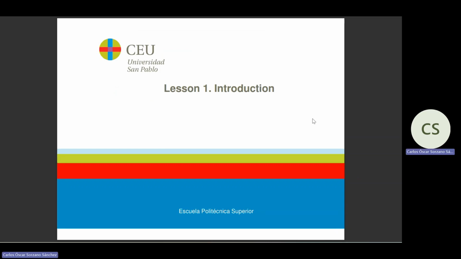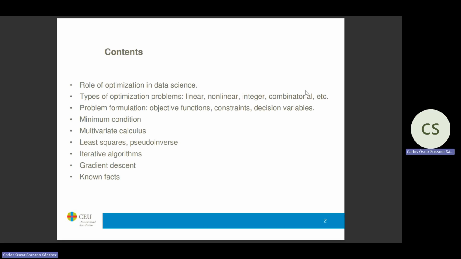Okay, so let's start with the first lecture, which is a high-level overview of the whole course. This is the structure of this lecture. So why you need optimization, and the different kinds of optimization problems you have. I have already mentioned some of them: linear, nonlinear, integer, combinatorial. For each one of these kinds of problems, we'll use different techniques.